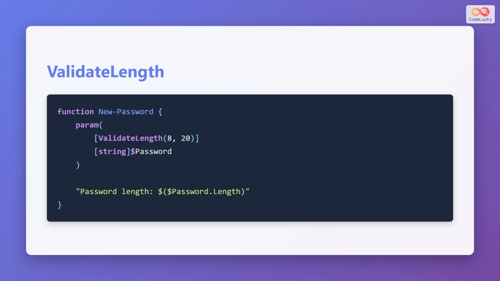The ValidateLength attribute ensures that string parameters meet minimum and maximum length requirements. It takes 2 arguments, the minimum length and the maximum length. In this new password function, the password parameter must be between 8 and 20 characters long. Any string shorter than 8 characters or longer than 20 characters will be rejected. This is particularly useful for passwords, usernames, codes, or any text input where length matters for security or business rules.